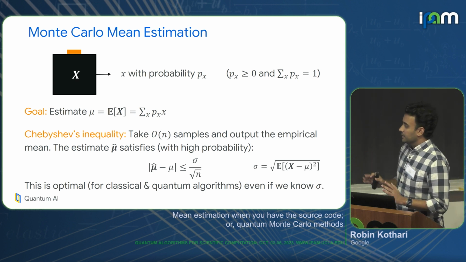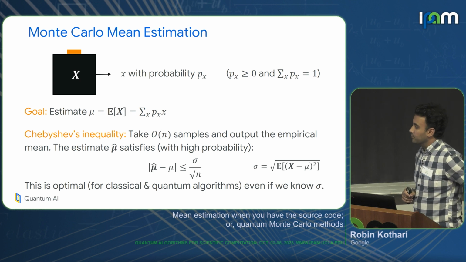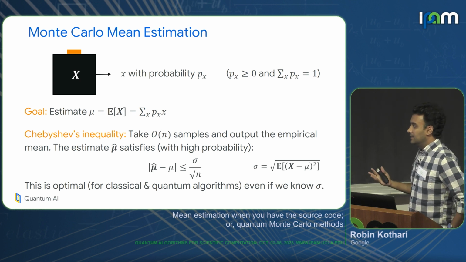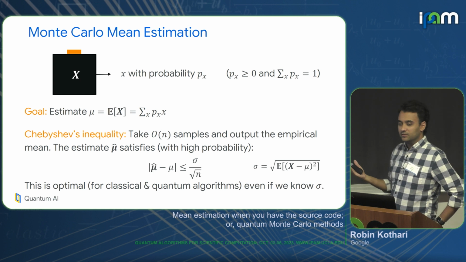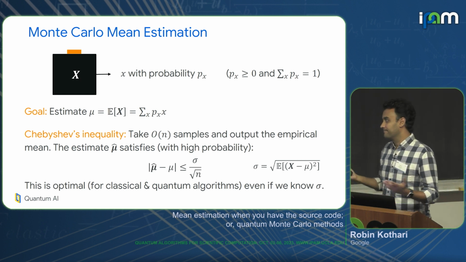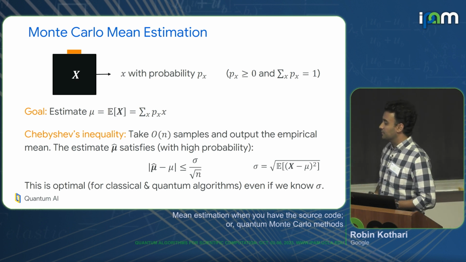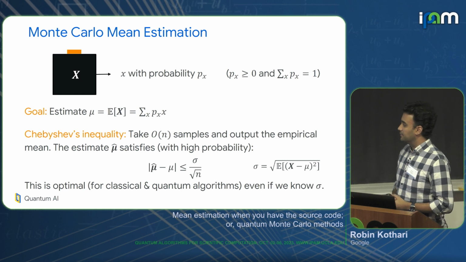And you don't need to know what sigma is, so sigma is unknown to you, but this is the bound Chebyshev's inequality gives you, and if this is all you know about the problem, then this is the best you can do. If you don't have any further assumptions on your probability distribution or random variable, then the best thing you can do is just apply Chebyshev's inequality, take so many samples, and you'll get this guarantee, and this is the best guarantee you can hope for.